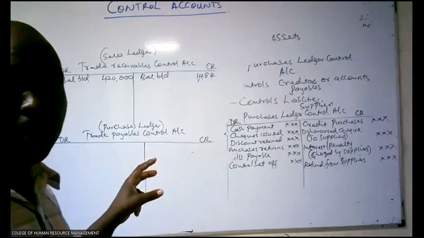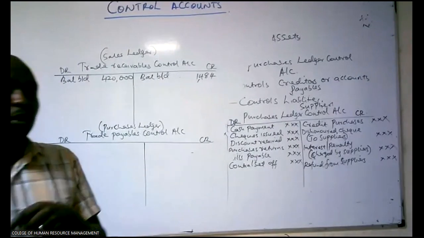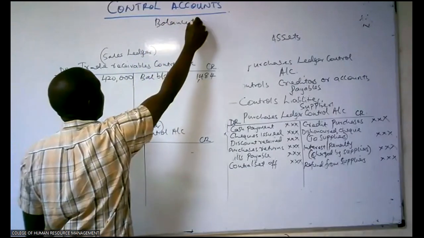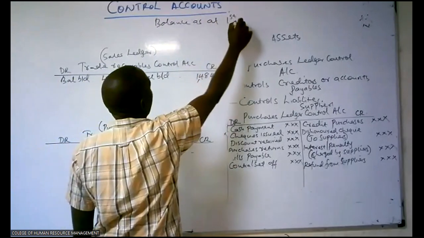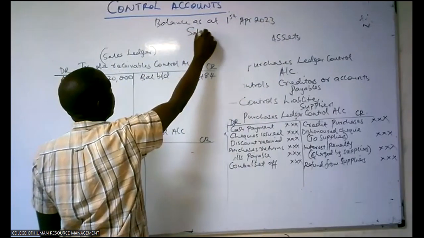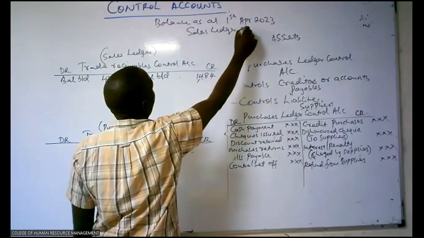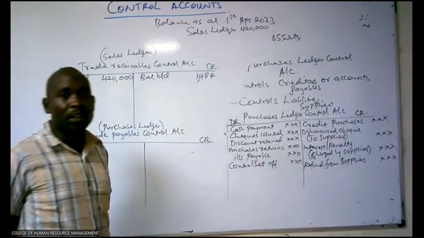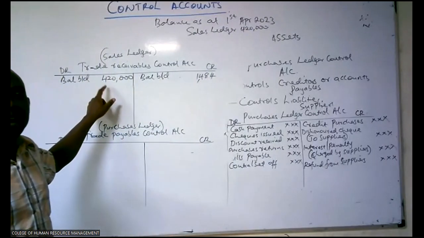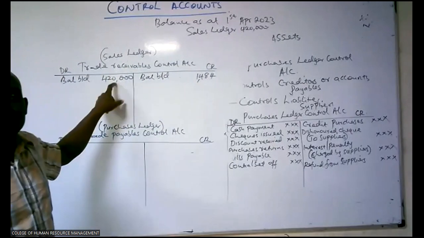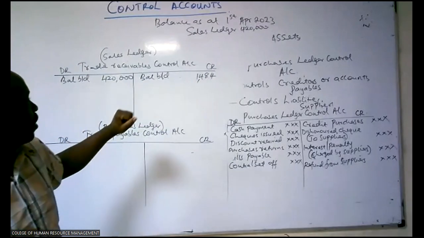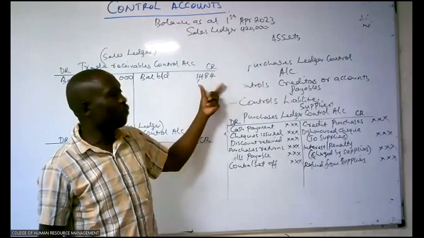So for the balances, you capture them like that. But if the question is silent, they can give you balances as at 1st April 2023, sales ledger for 20,000, and they don't tell you whether it is debit or credit. When it is like that, my friends, this is an asset account. So the sales account, or sorry, the debtors account should always have a debit balance. So it should be here. So don't be confused with that. They have not told me whether it is debit or credit, so I'm going to put it here or here.